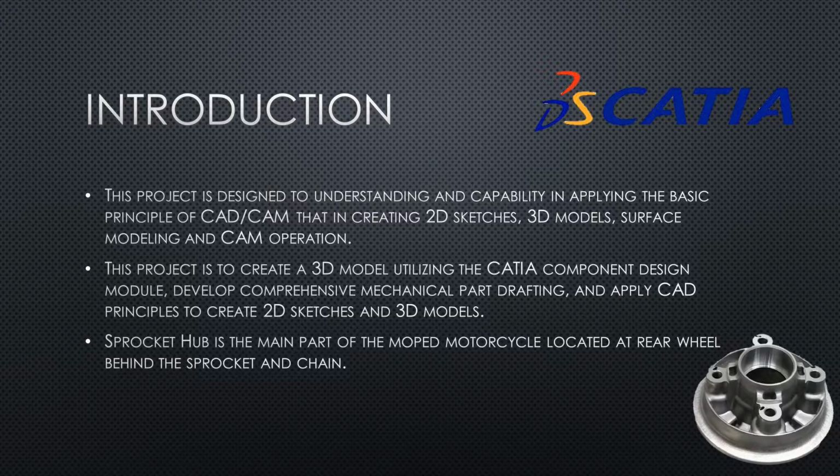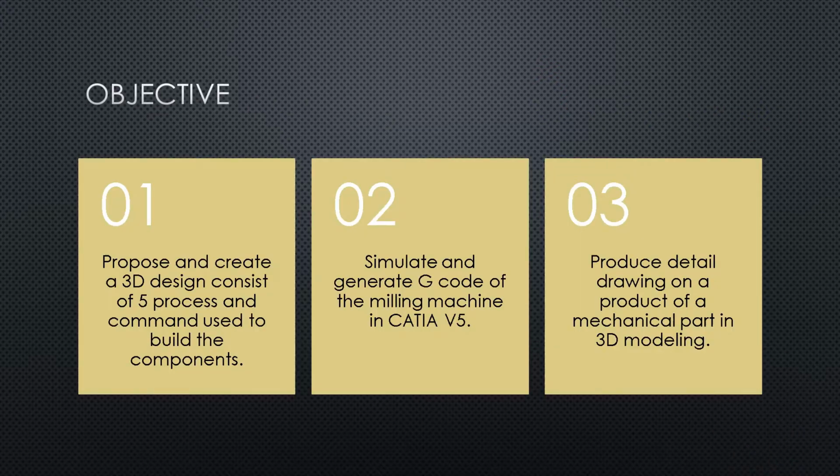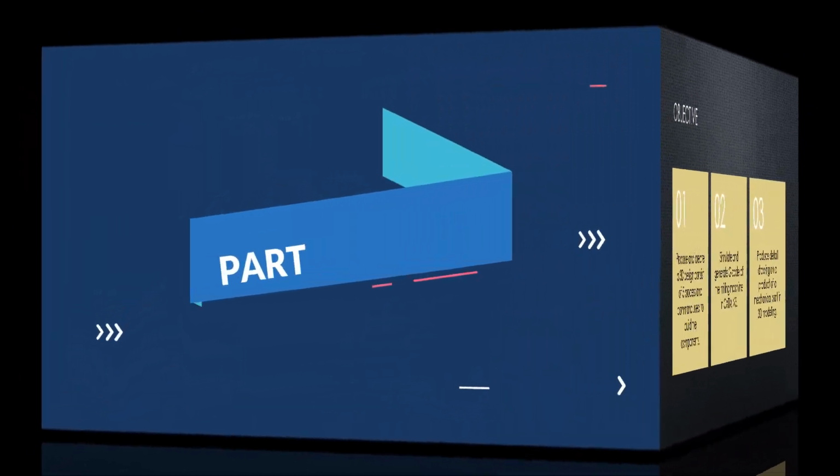The Sprocket hub is the main part of the moped motorcycle, located at the rear wheel behind the sprocket and chain. The first objective for this project is to propose and create a 3D design consisting of 5 processes and commands used to build the component. The second is to simulate and generate G code of the milling machine in CATIA V5. The third is to produce a detailed drawing of a mechanical part in 3D modeling.